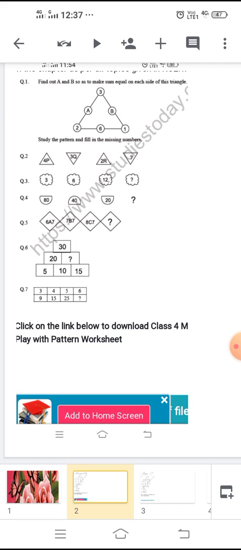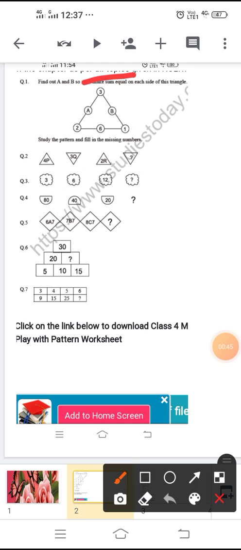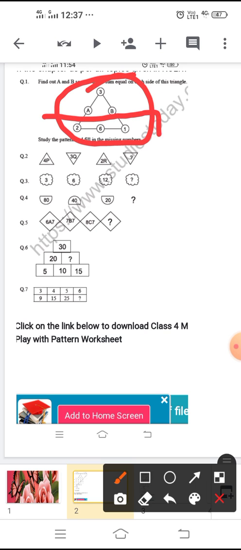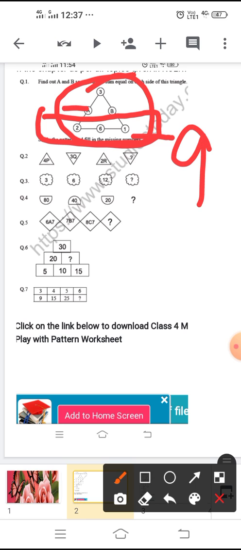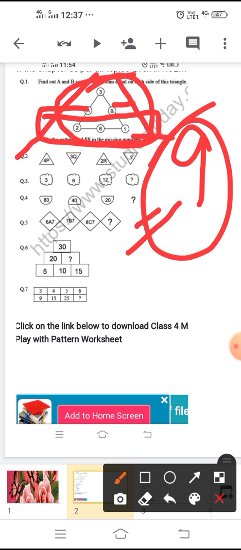Find out A and B so as to make the sum equal on each side of the triangle. Children, we have to find the sum that should be equal on all sides of the triangle. First of all, we will see the sum of this side: 6 plus 2 plus 1 is 9. So, in place of A and B, what should be written so that the sum of this side and this side should be equal to 9? Okay, children? So, let's see.